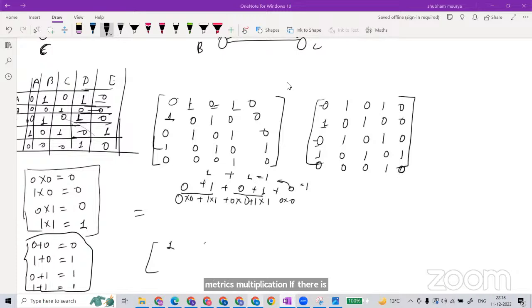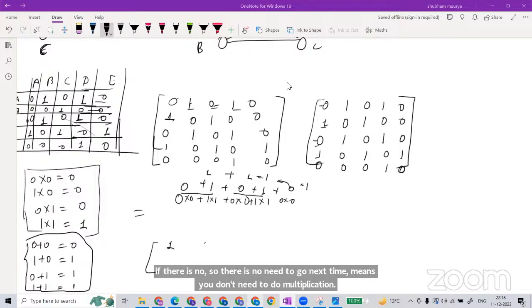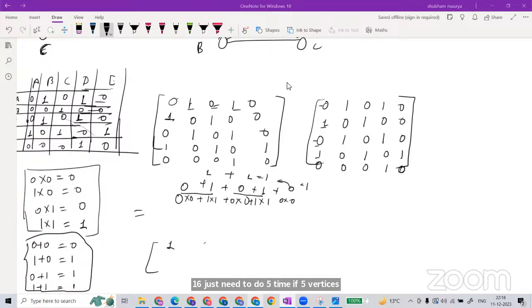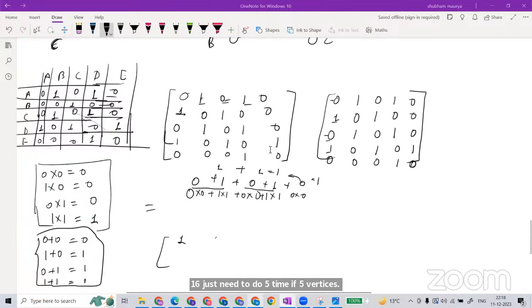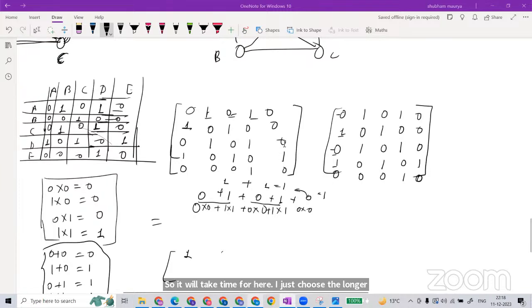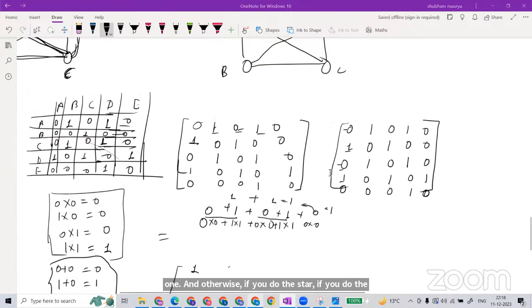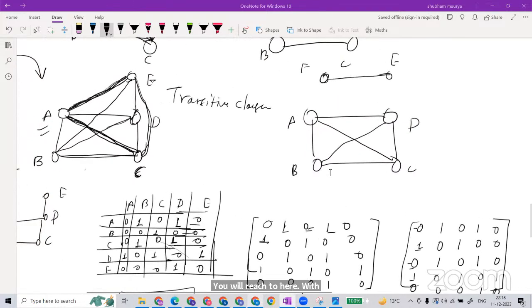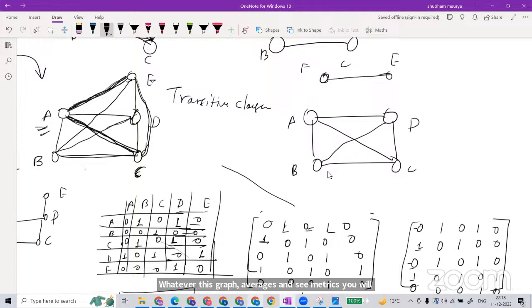If there is no change, there is no need to go to the next step, which means you don't need to do the multiplication 6 times, just 5 times if 5 vertices are there. Otherwise it will take more time. I just choose the longer one. If you do the multiplication 5 times, whatever adjacency matrix this graph has, you will get exactly this one.